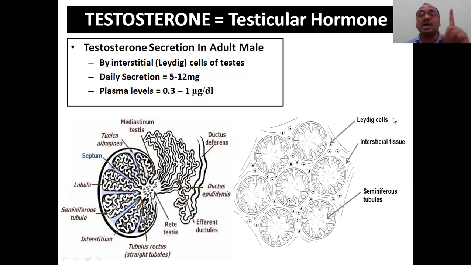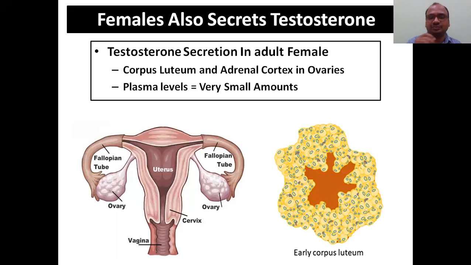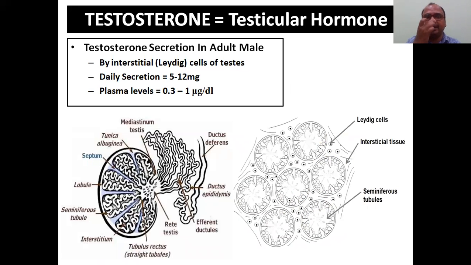It is one of the important main androgen hormones. Okay, and this is the interstitial tissue. This is a testis, in cross section, as it comes in anatomy. If you cut this cross section, here you can find the seminiferous tubules. Between the seminiferous tubules, you can find small cells called Leydig cells, the interstitial Leydig cells.